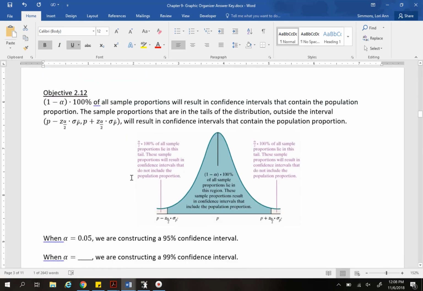So here we're going to have a generic normal curve. Before we worked with a 95%, so now this will be for all. So (1 minus alpha) times 100% of all sample proportions will result in confidence intervals that contain the population proportion. The sample proportions that are in the tails of the distribution, outside the interval we're going to be finding, will result in confidence intervals that do not contain the population proportion.